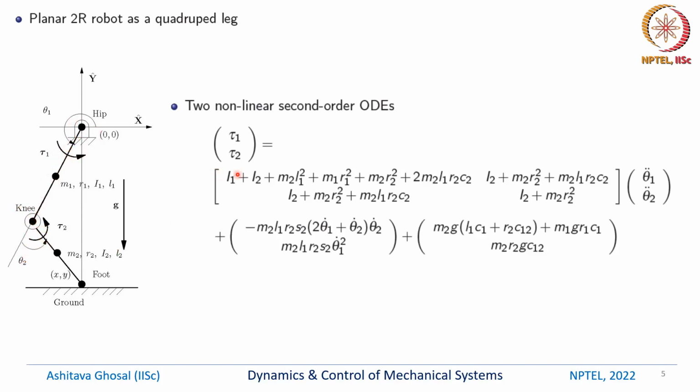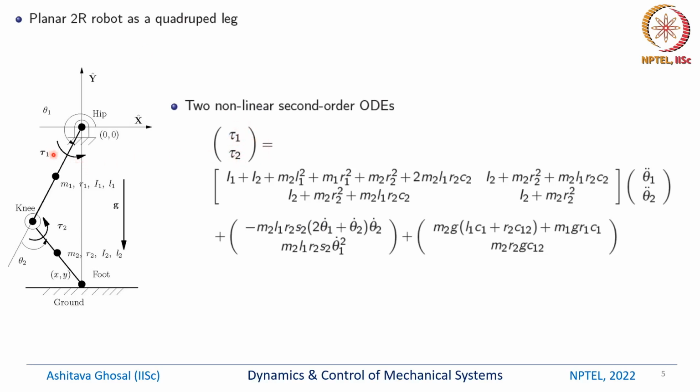We have studied this system earlier in modules 5 and 6 when we looked at the equations of motion of a planar 2R serial chain. I'm just repeating the equations of motion here again. The equations of motion for this planar 2R robot can be given by tau 1, tau 2.